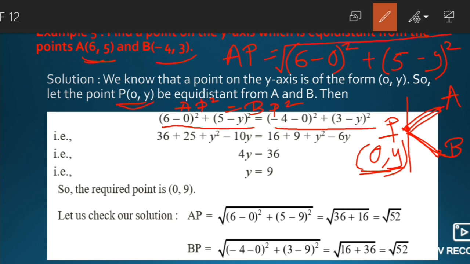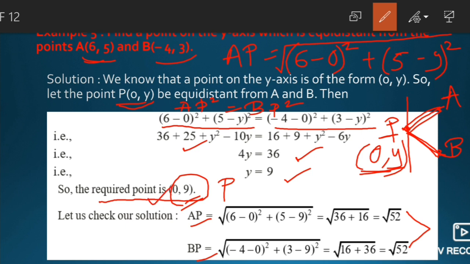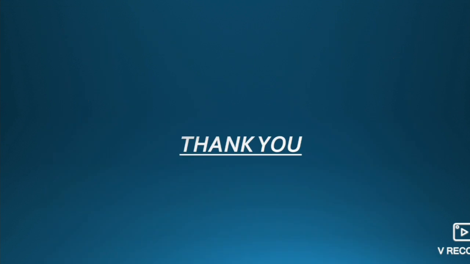Now apply the (a minus b) whole square formula on both sides. You will get the value of y as 9. So the required point will be (0, 9). And you can check whether our solution is right or wrong. This is our required point P. If you find the distances AP and BP, you can check that both lengths will be root under 52. That means our answer is correct. In this way you have to solve this one.